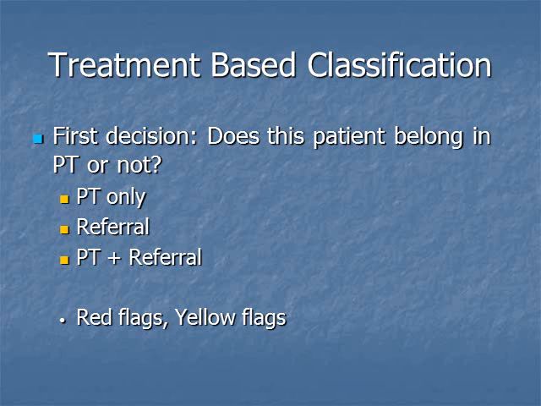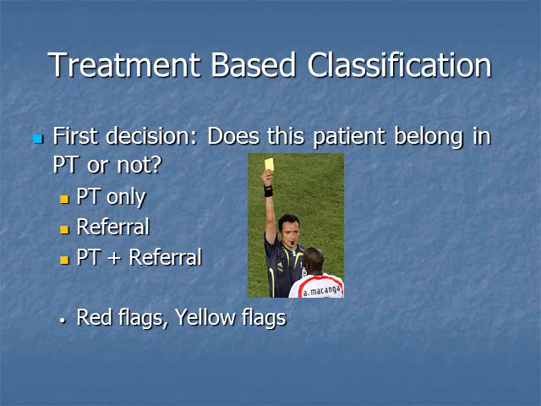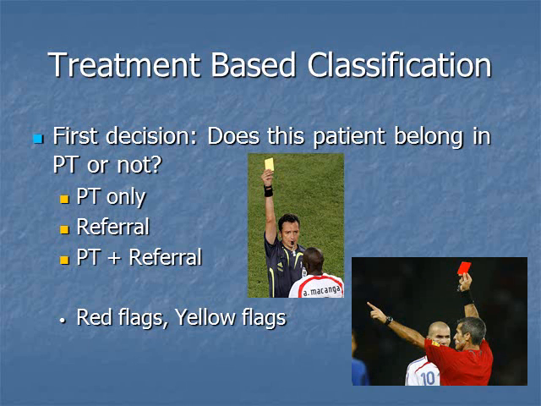So, within the treatment-based classification system, our first decision is always, does this patient belong in PT or not? And essentially the concept is, does this patient need PT only? Should they be referred out? Or maybe is it some sort of combination? And we consider this with red and yellow flags. So, is it a yellow flag? Is it a caution? Do we need to maybe think about additional practitioners? Or is it a red flag? Are they sent off the PT field and need to go elsewhere?